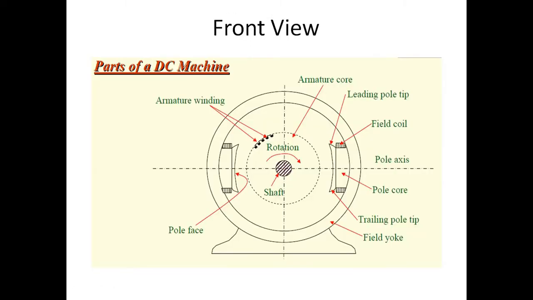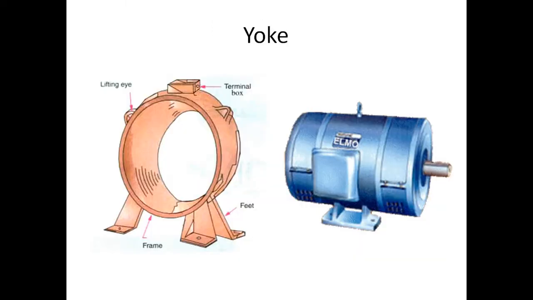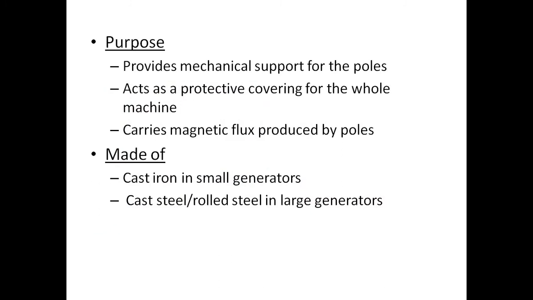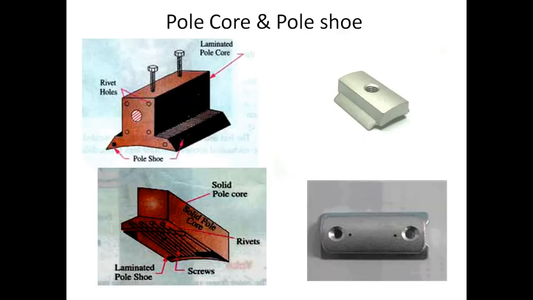The front view of the parts of a DC machine. Yoke. Purpose: provides mechanical support for the poles, acts as a protective covering for the whole machine, and carries the magnetic flux produced by the poles. It is made of cast iron in small generators, and cast steel or rolled steel in large generators.